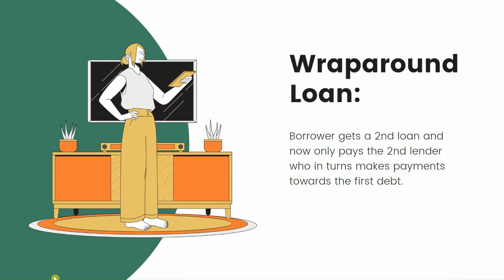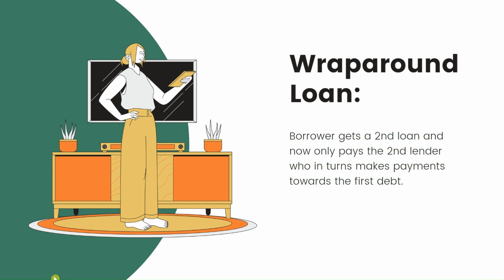A wrap around loan. This is where a person has one loan already and now they go to borrow a second, they go out to get a second loan. The second lender says, okay, we're going to give it to you. However, we're going to wrap in your payment from the first one into this payment. And then we'll pay that first lender for you.